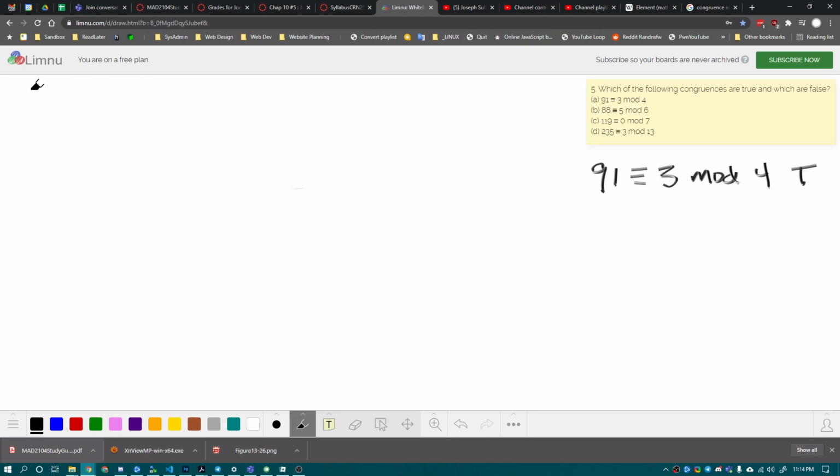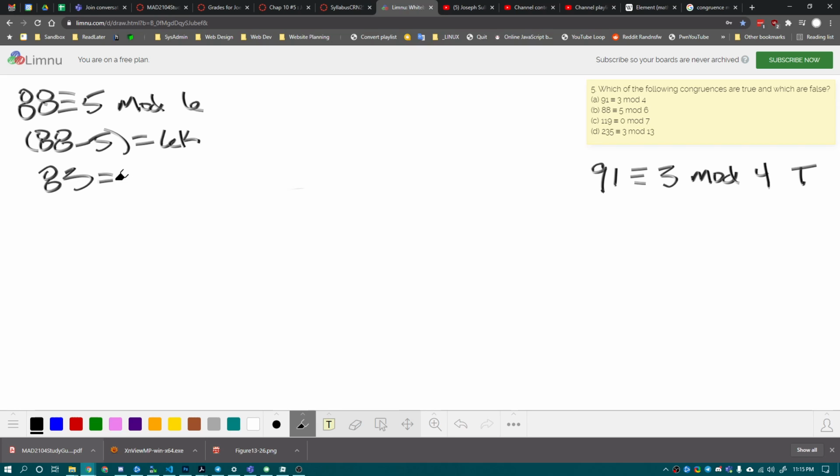Next up is 88 is congruent to 5 mod 6. Again, I'm going to rewrite this as 88 minus 5 is equal to 6k. I'm looking to see if k is an integer. 88 minus 5 is equal to 83, equal to 6k.